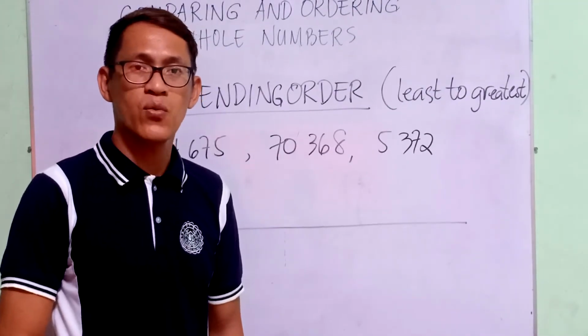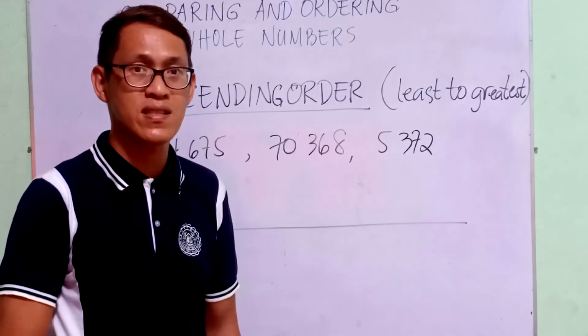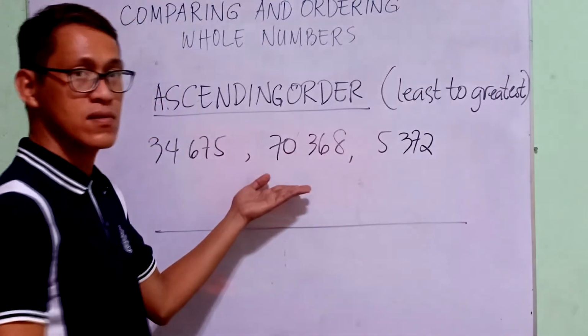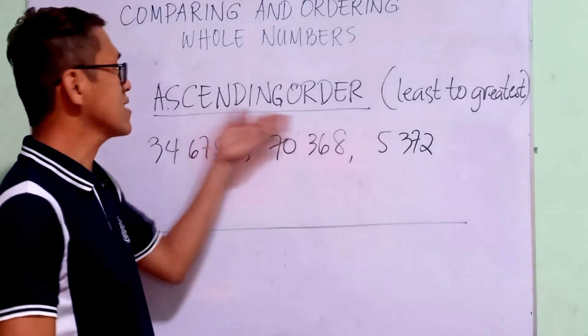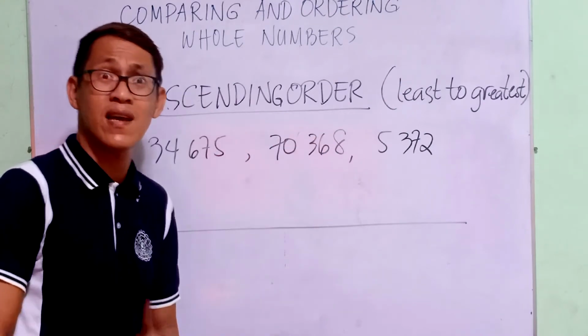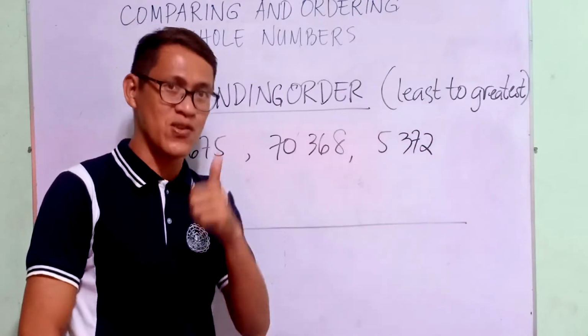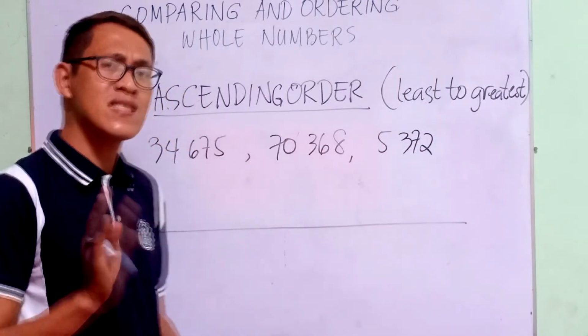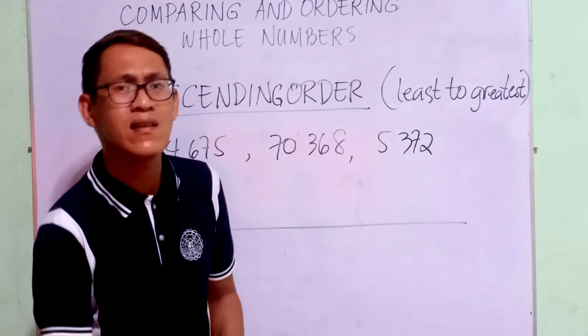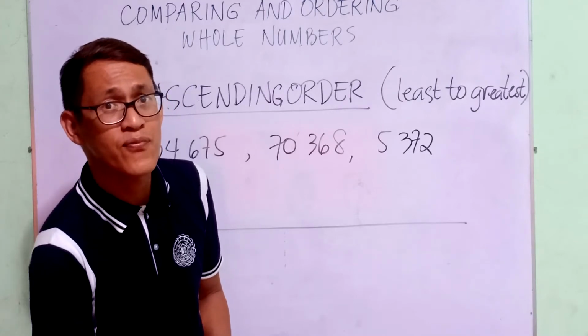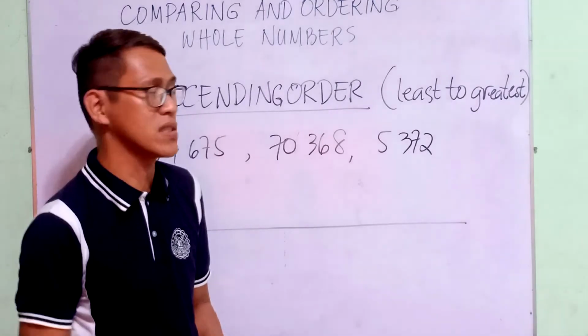Now let's proceed with ordering whole numbers. Let's start arranging these numbers in ascending order. When we say ascending order, we start with least to greatest. You're correct. Now let's use the idea of counting the number of digits to compare whole numbers.